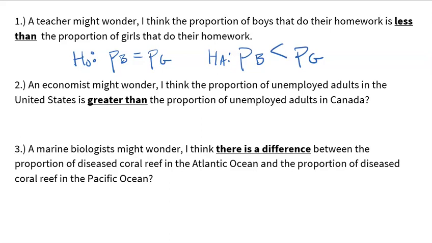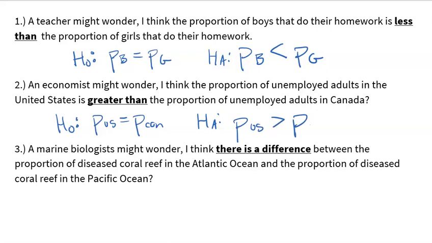This next example was with the economist. And again, his null is going to be the status quo. The proportion from the U.S. is exactly equal to the proportion of unemployed adults from Canada. But then the alternative is what this economist is really hoping to show. He's really hoping to show that he is right and that the proportion of unemployed adults in the U.S. is greater than the proportion of unemployed adults in Canada.